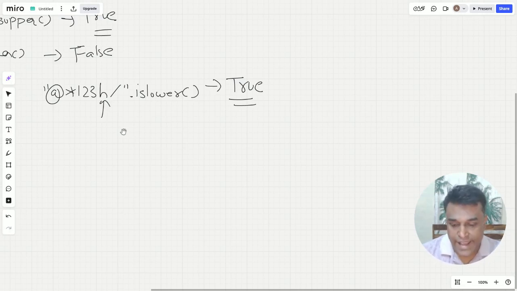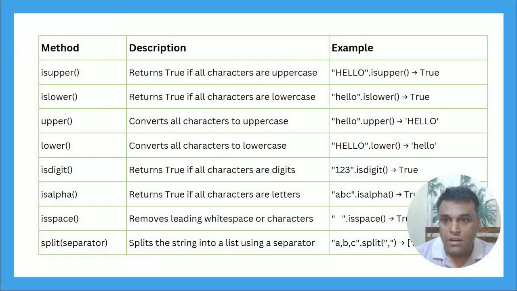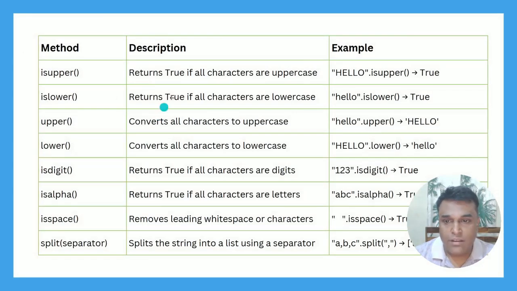Now, next what we have is the upper and lower, right? The upper and lower. Now, is upper and is lower basically return a Boolean value. They check whether the character is in uppercase or the character is in lowercase. But upper and lower convert the characters. If it is upper, it is going to convert all the letters into uppercase. And if it is lower, it is going to convert all the letters into lowercase.